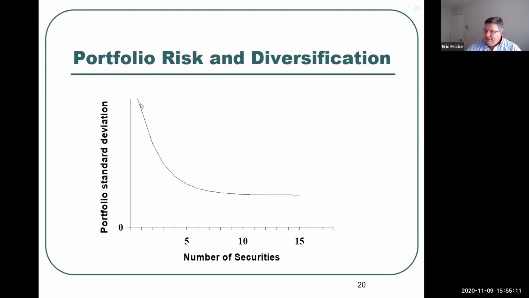And the interesting thing here is, it drops, but then it flattens out. Depending on the stocks you put together in the portfolio, usually it starts to flatten out after about 10 to 20 stocks. I just drew a sample here, and it flattens out somewhere between 10 and 15 stocks.